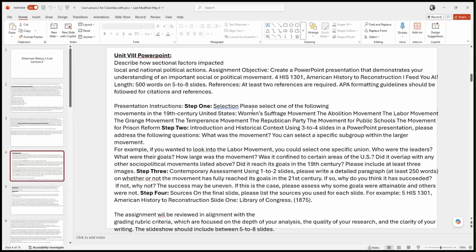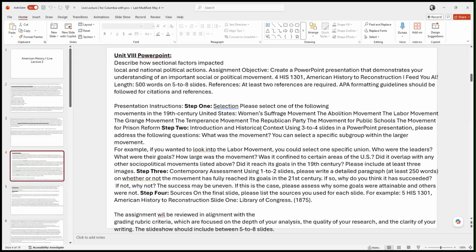So again, I would advise you to go through your unit study guide and read that first, but I'm sure one of these will be of interest to you. Pick one of them. And then step 2 is start putting together your presentation. Your introduction and the historical context, probably 3 to 4 slides for that.